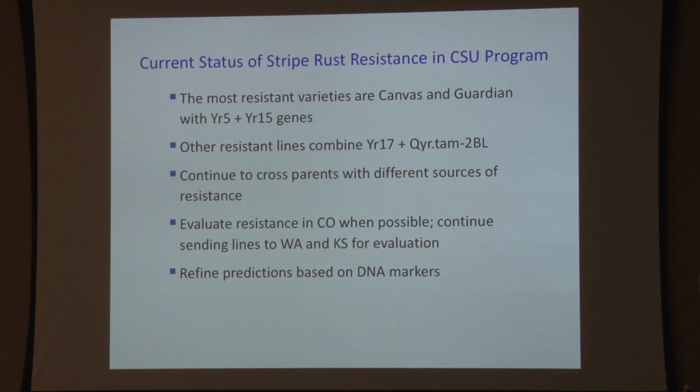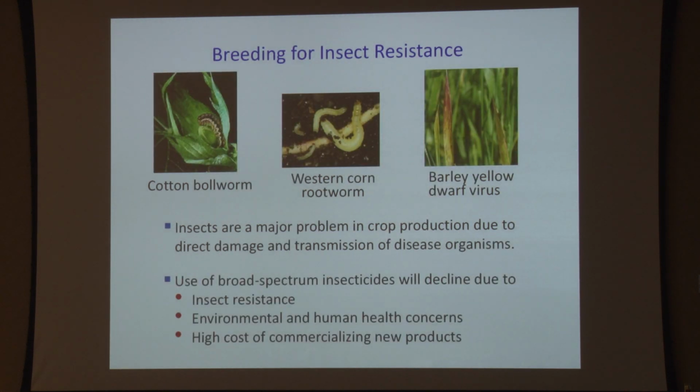Okay, so current status of stripe rust resistance in Scott's program. The most resistant varieties are known as Canvas and Guardian.